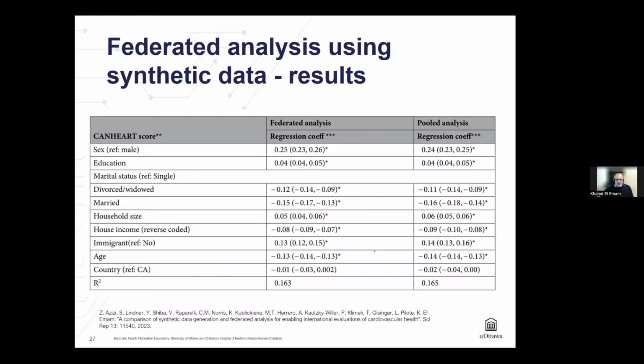The parameter estimates were very similar. Significance was the same. Confidence intervals were highly overlapping between the federated analysis result and the pooled analysis, which is essentially the hybrid data with the Austrian and the synthetic Canadian data sets. So we're able to get the same results.